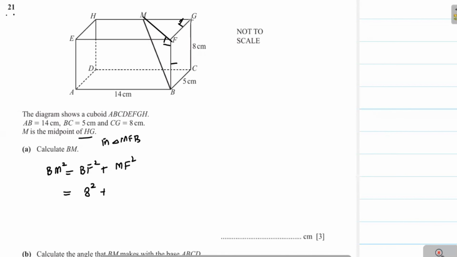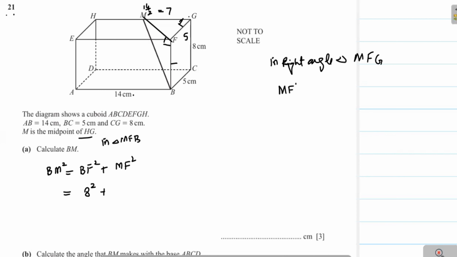triangle MGF. This is the right angle triangle MGF. The FG length is 5 centimeter. MG length will be 7 because M is the midpoint of HG, and HG length is equal to AB. Therefore, this length is equal to 14 divided by 2, that is equal to 7. Therefore, with MG 7, we can calculate MF.